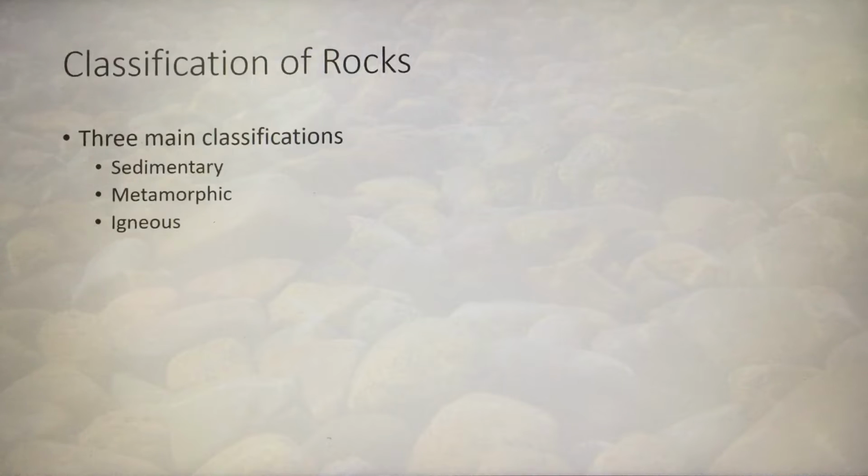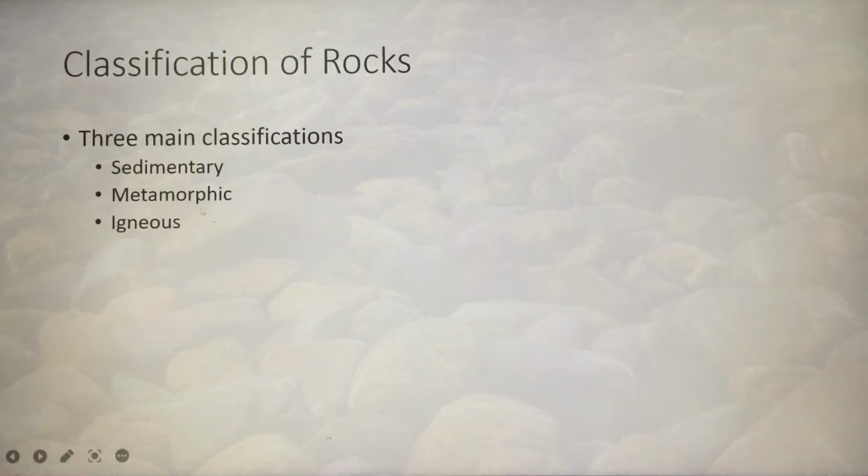So there are 3 main classifications: sedimentary rocks, metamorphic rocks, and igneous rocks. So what is igneous rocks? Igneous rocks form when melted rock cools and solidifies.